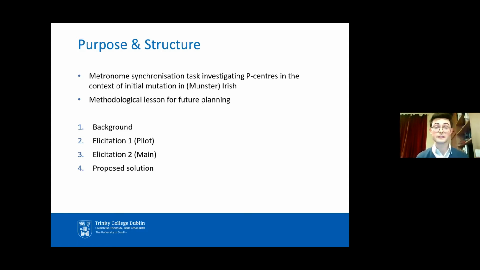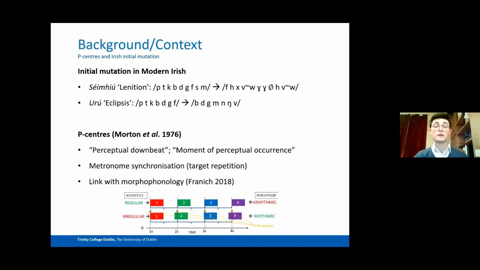I'll then go on to the second iteration of the task, which took place as the beginning of what was supposed to be main data collection, but was derailed slightly by this particular problem which came up. I'll outline the problem itself, and then I'll propose a solution and make a few concluding remarks. To begin with a bit of relevant background and context, I'll start with initial mutation, which is the morphophonological process which I was investigating.